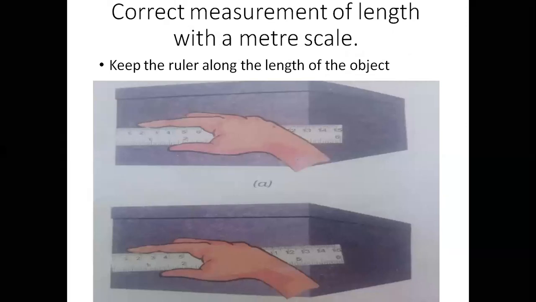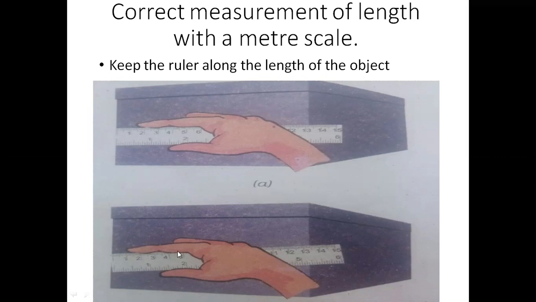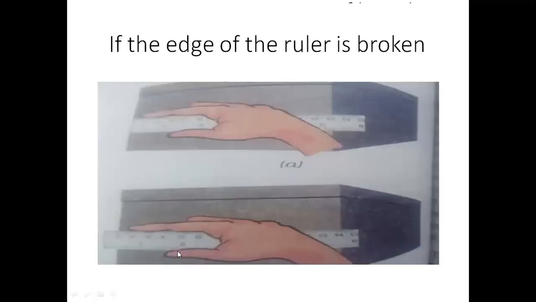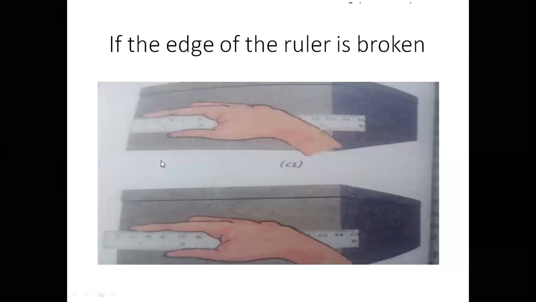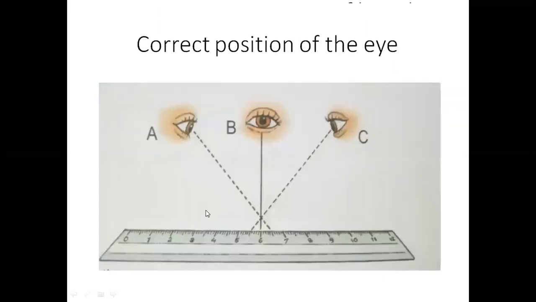Correct measurement of length with the meter scale. You can see in the pictures. The scale should be straight along the length of the object. It should not be tilted, right? Like in the second picture. If the edge of the ruler is broken, that means you are starting from 1. And the position of the eye should be above, like this, B part, not A and C.